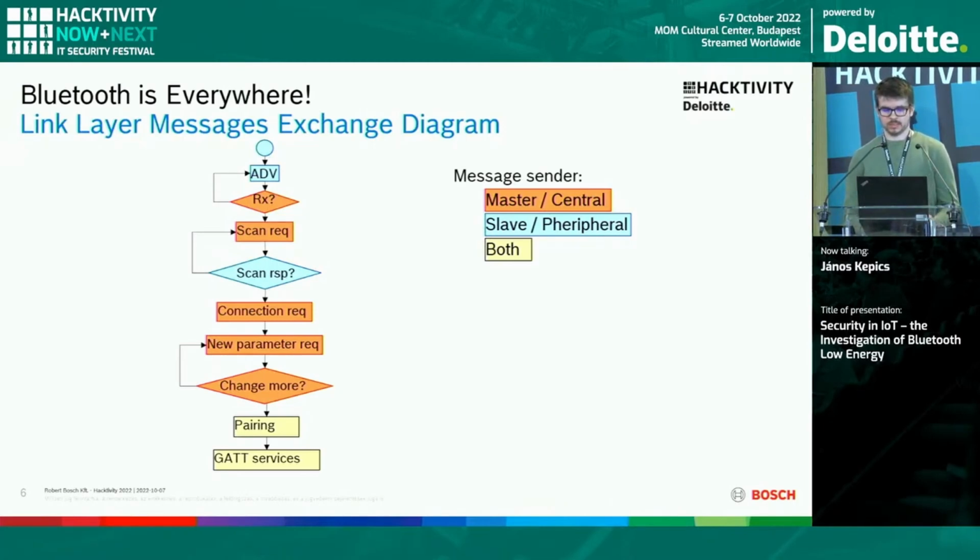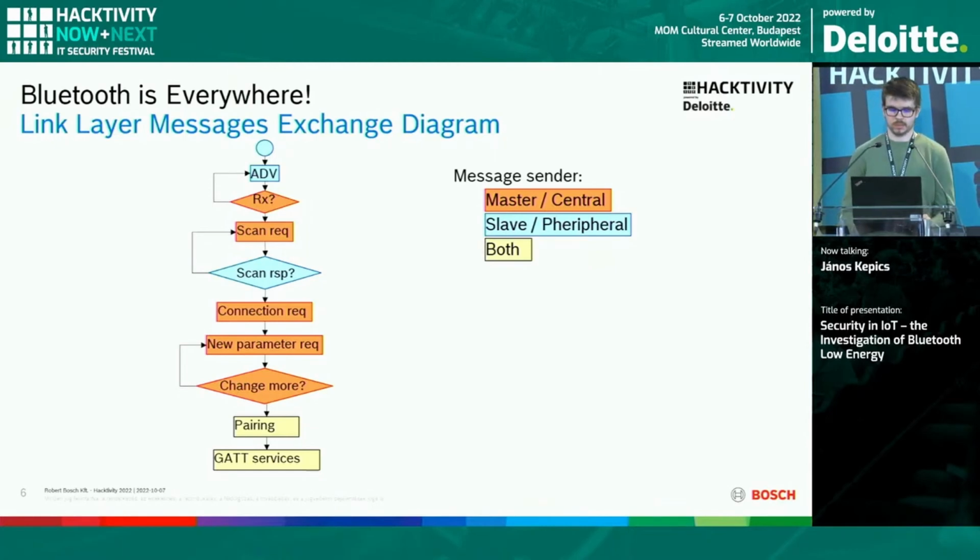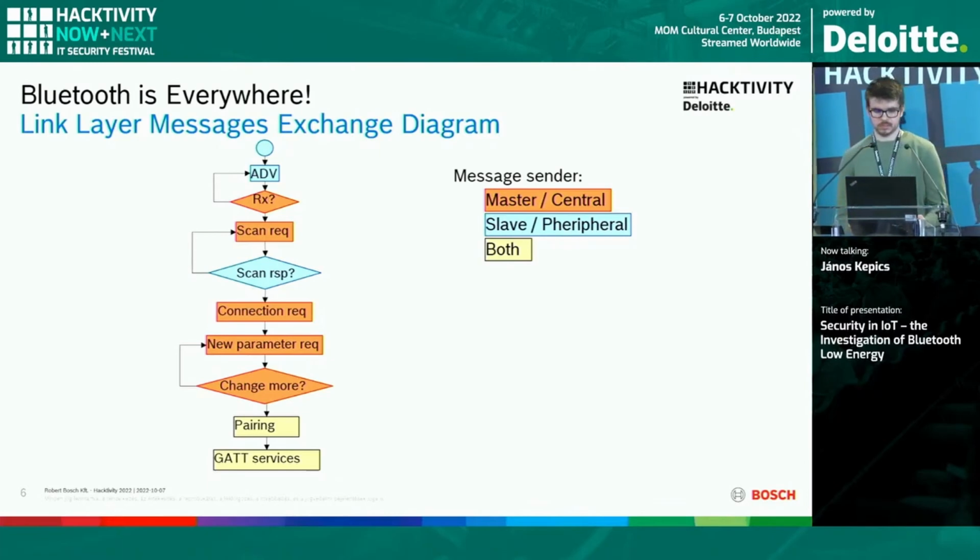After this, the central device can change parameters of the connection with parameter requests. Then the connection is secured with SMP messages. This is called pairing. And then GATT services and GATT characteristic messages can be exchanged.